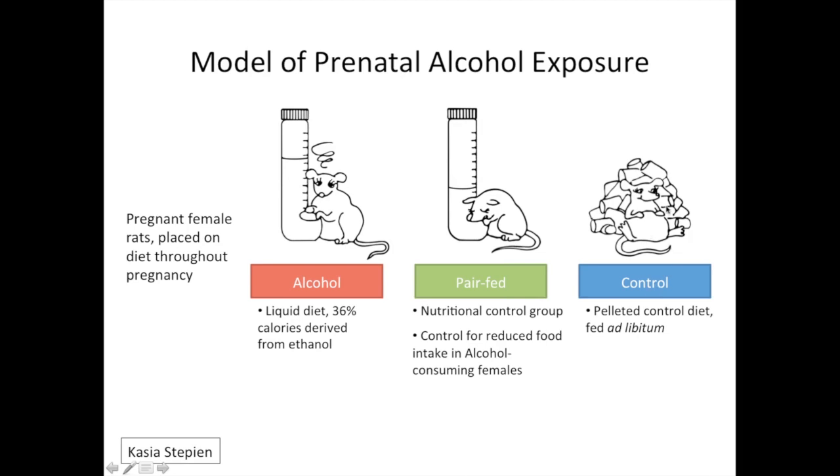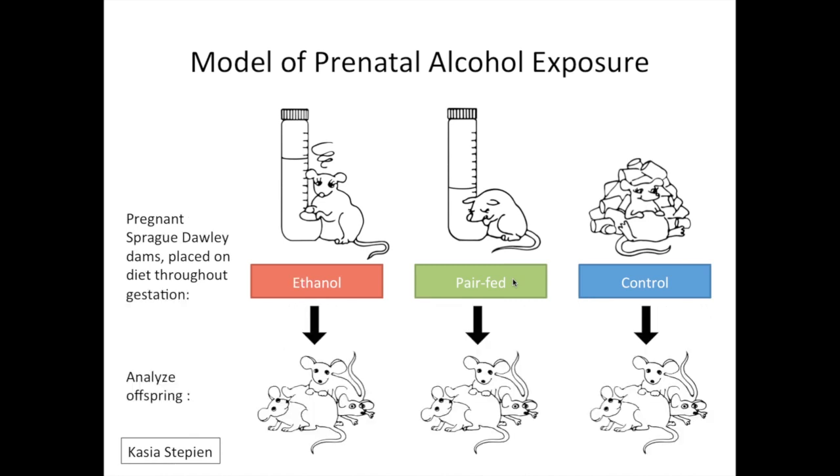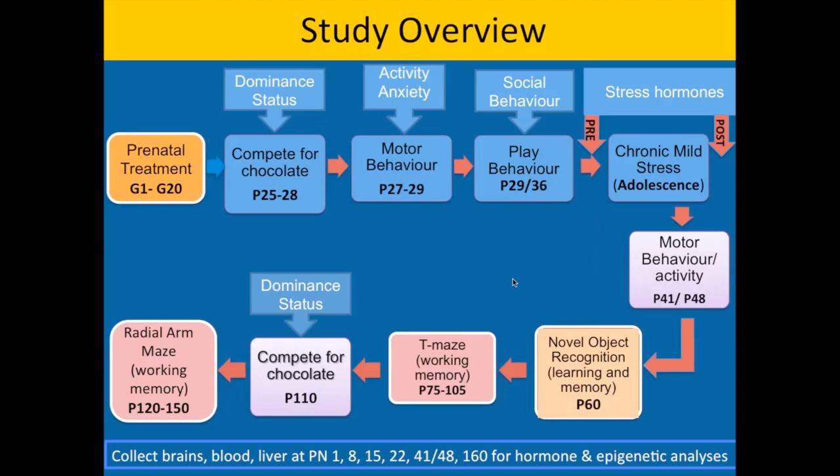There are so-called normal animal comparisons. And we have a second control group that controls for the fact that alcohol-consuming animals reduce their food intake below what they would eat if they had the same diet without alcohol in it. And so we have a group that's matched to them, or pair-fed, to control for this reduced food intake. And then we examine the offspring at different stages of development. And this is an overview of our study design.